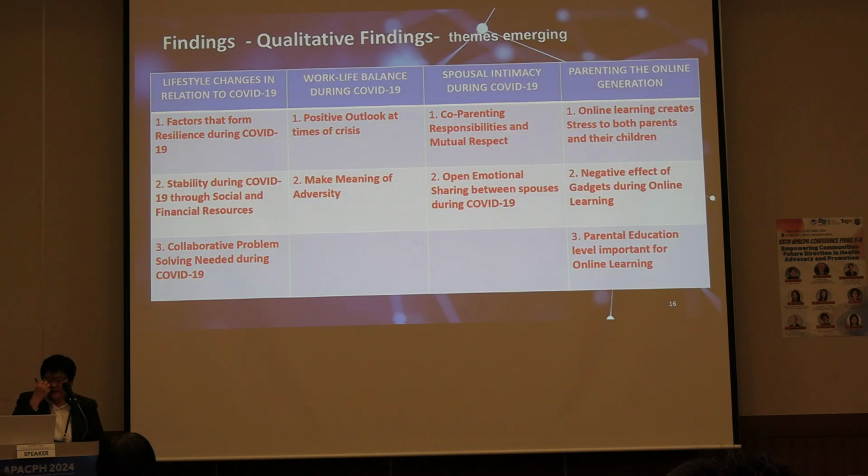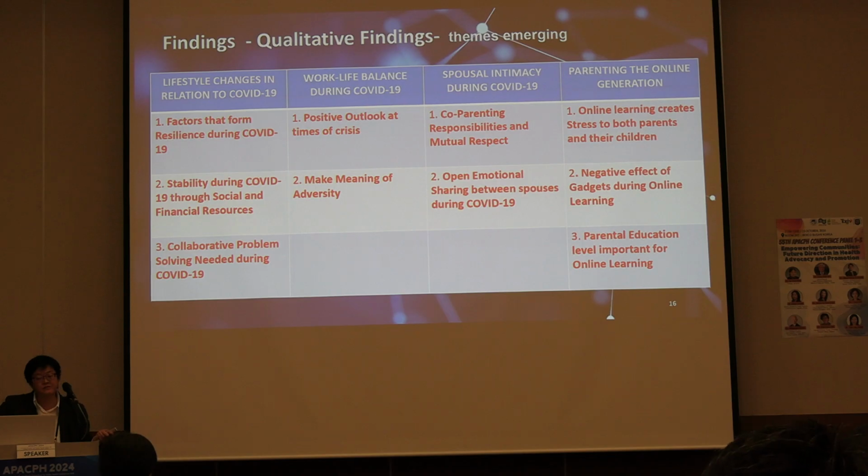Now, again, from the study that we have done, this is actually phase 2. Phase 1 is the systematic review. And from this qualitative research, this is what we found that they needed. As far as lifestyle changes in relation to COVID-19, factors that form resilience during COVID, stability during COVID-19, social and financial resources, and collaborative problem solving were needed. As far as work-life balance is concerned, positive outlook in terms of crisis and making meaning out of adversity. And spousal intimacy, that is co-parenting responsibility, mutual respect, and open emotional sharing as well. And this could come under communication as well.